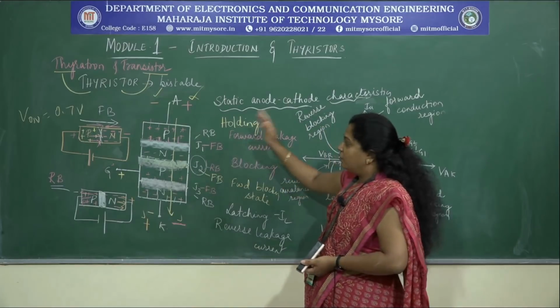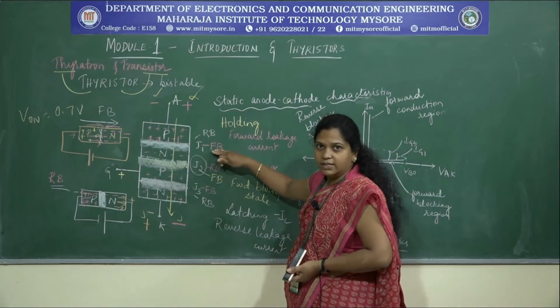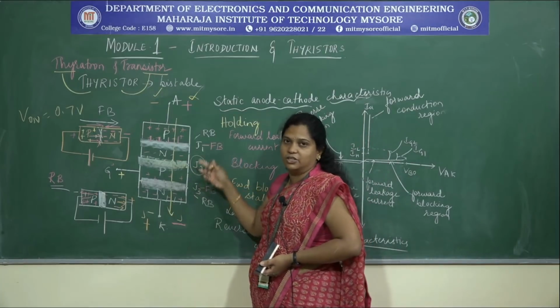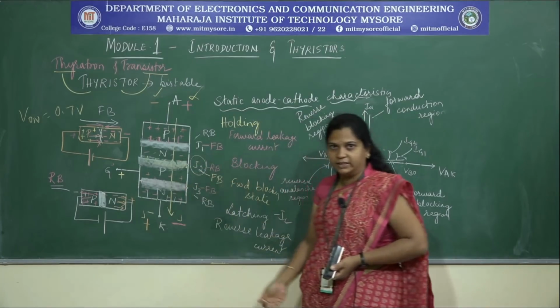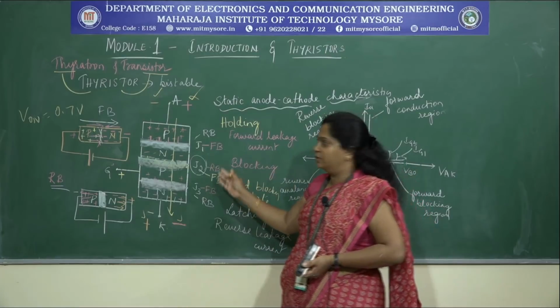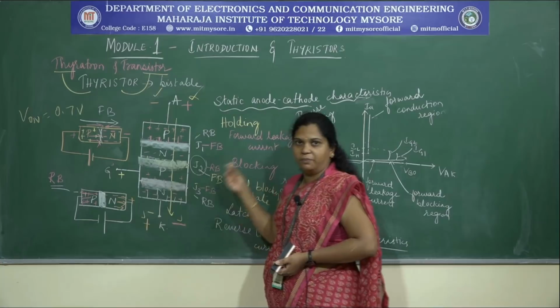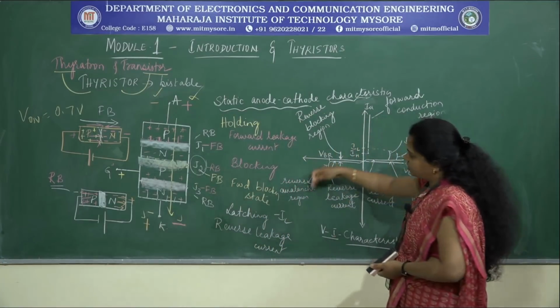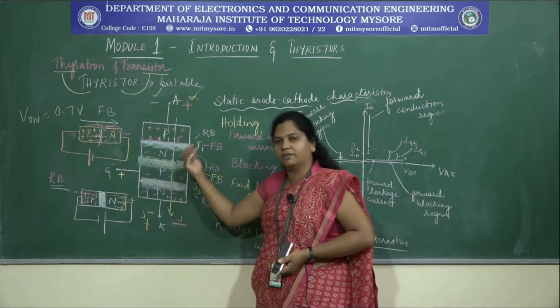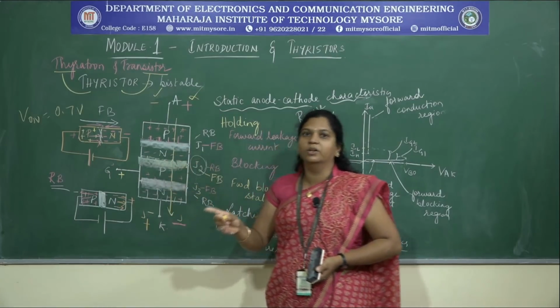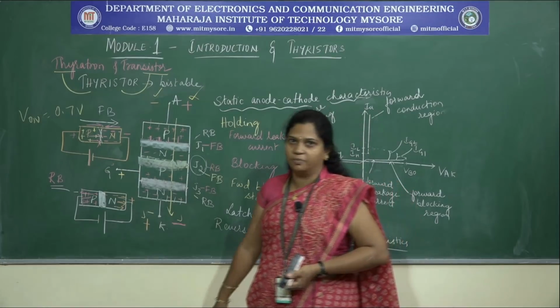Now, when we are going to turn on, with J1 forward biased and J3 forward biased, suddenly this J2 is going to break down. This sudden breakdown due to the high applied voltage is known as the avalanche breakdown. So this is the forward avalanche, reverse avalanche. That sudden breakdown of junction J2 is known as the avalanche breakdown.